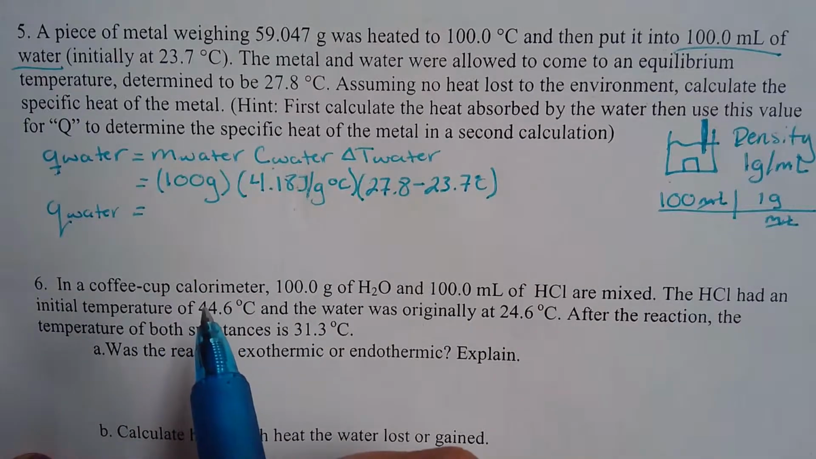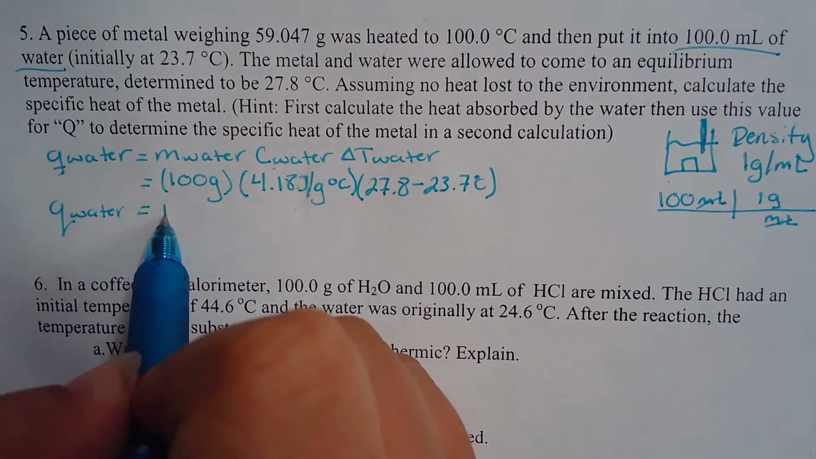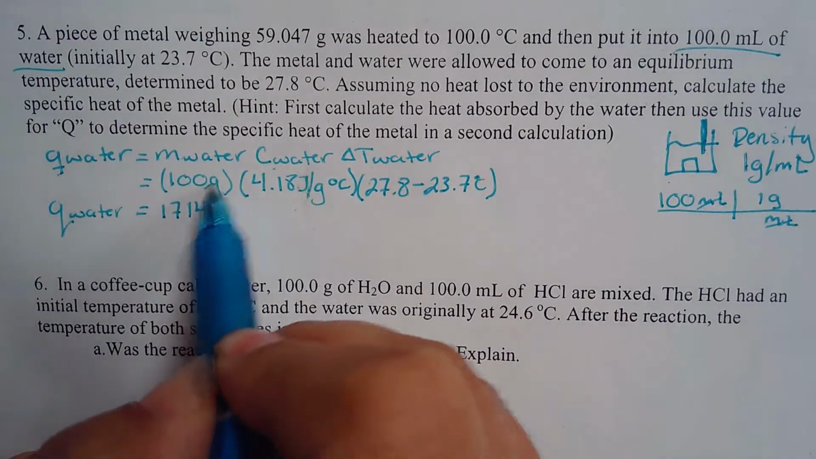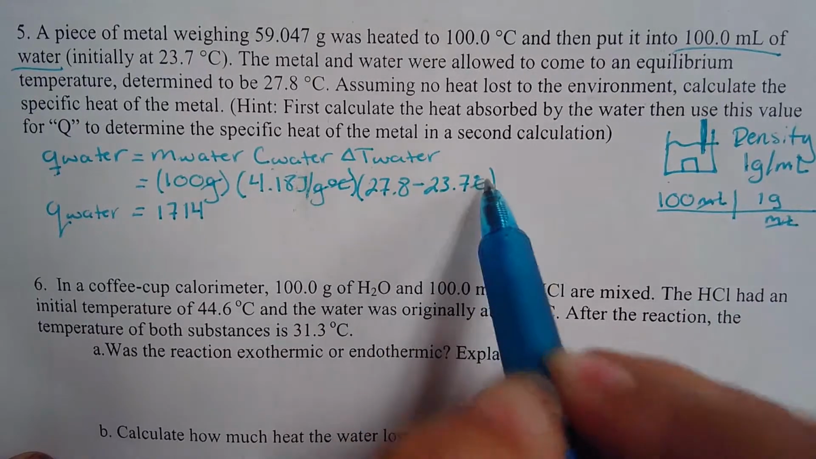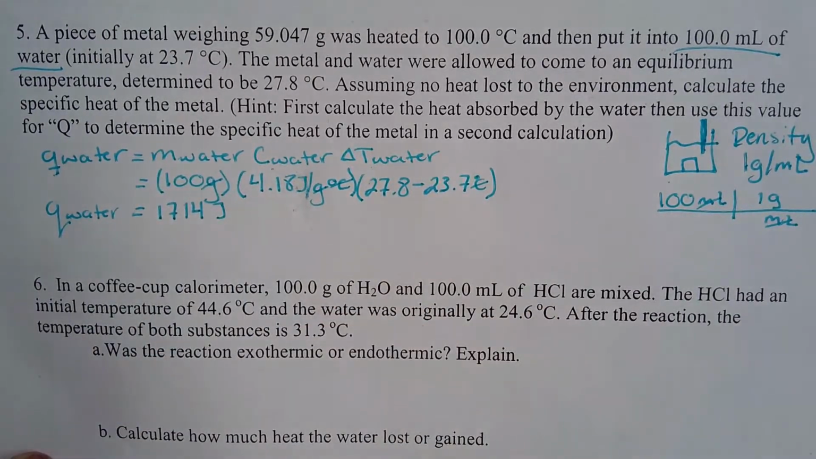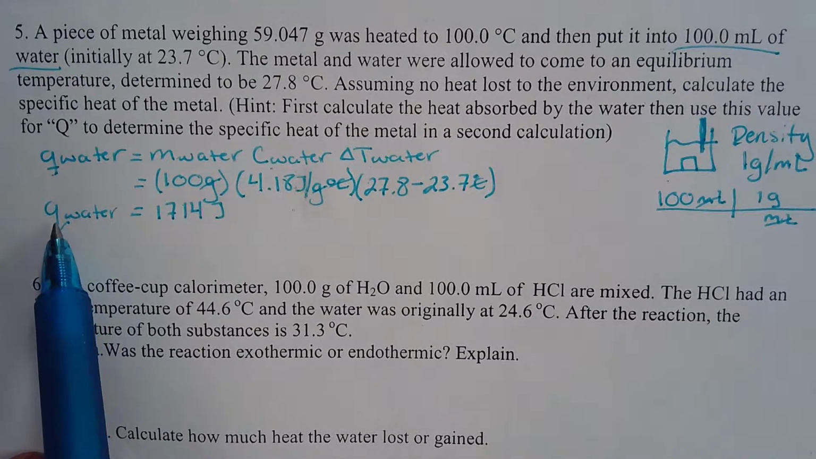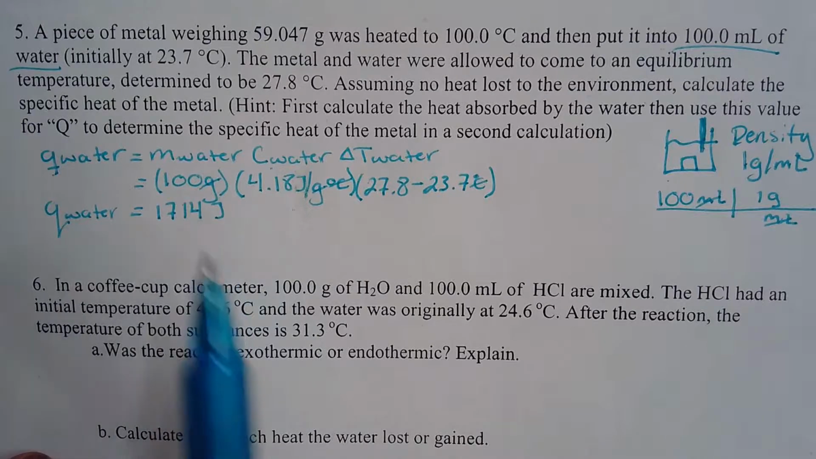If we do that calculation, we get that Q, or the heat of the water, is positive 1,713, or 1,714. Our units, grams cancel grams, Celsius cancel Celsius, joules. Okay, and we know that the units for heat are joules.